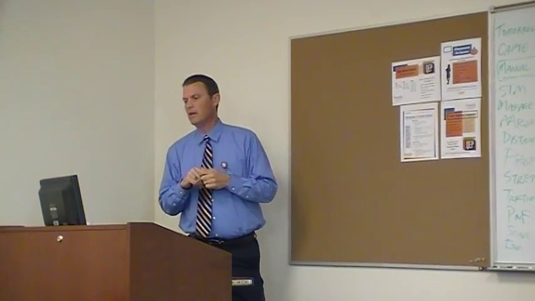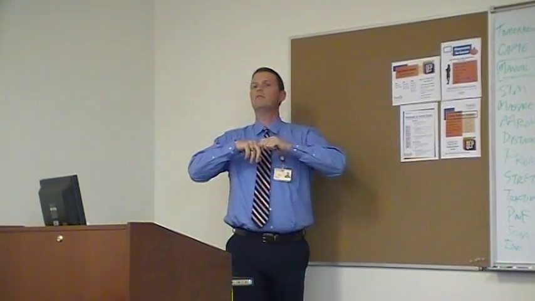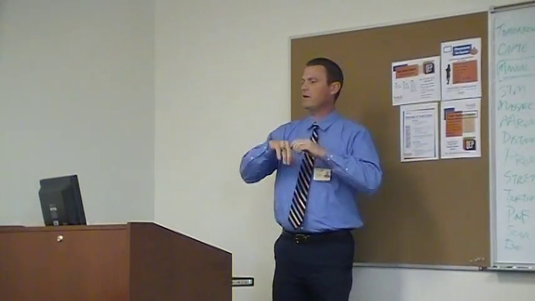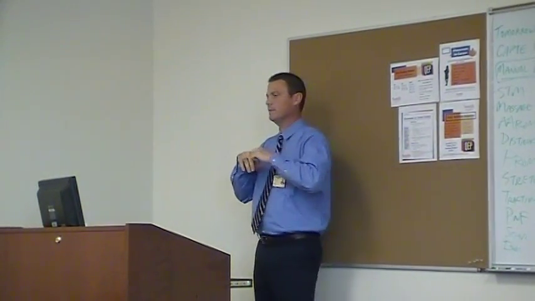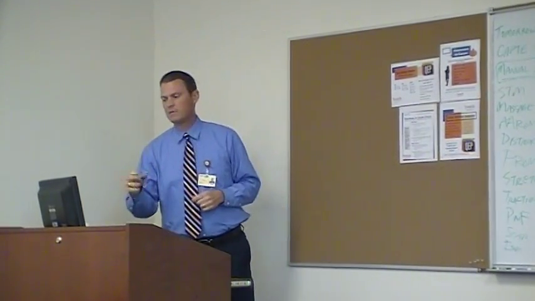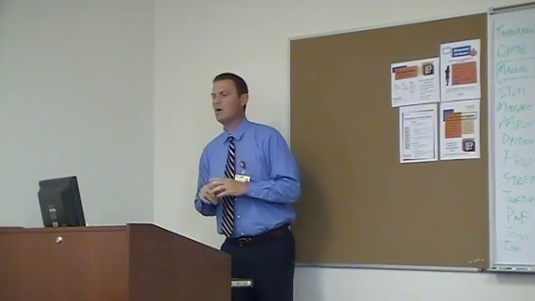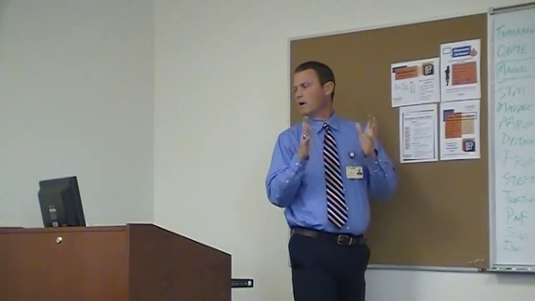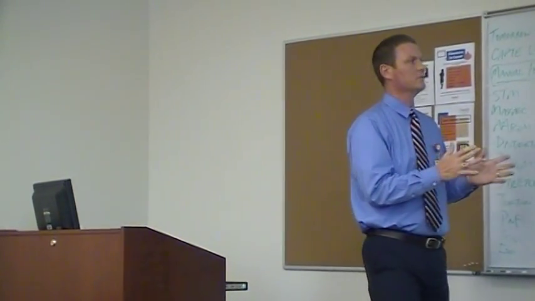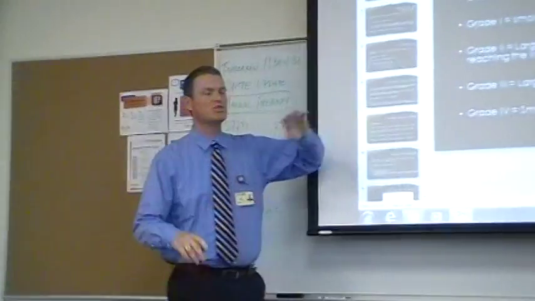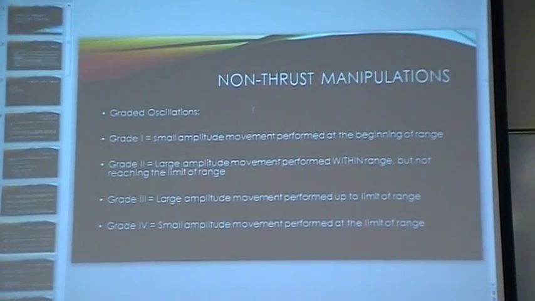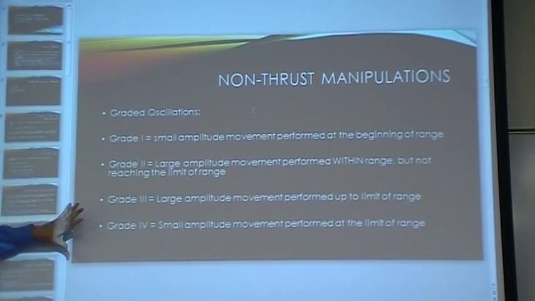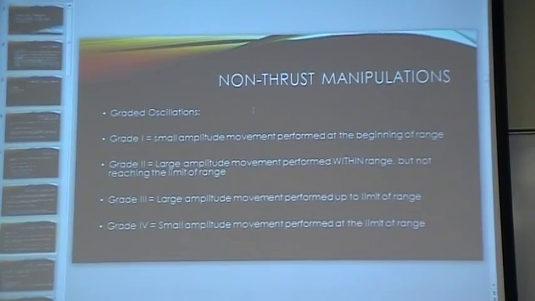Grade 2, large amplitude of movement performed within the range. You're not getting to the end range, but it's a larger amplitude. And again, oscillation of movement. Grade 3, this is where I spend most of my time, 3 and 4. Large amplitude performed up to the limit of the range, all right? And then 4 is going to be a smaller amplitude where you get to the end range and then you oscillate small amplitude from there, okay? This will describe how you are doing your mobilization peripherally.